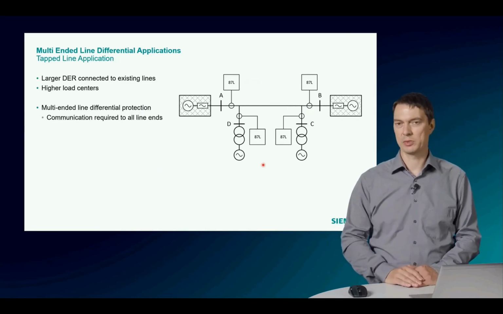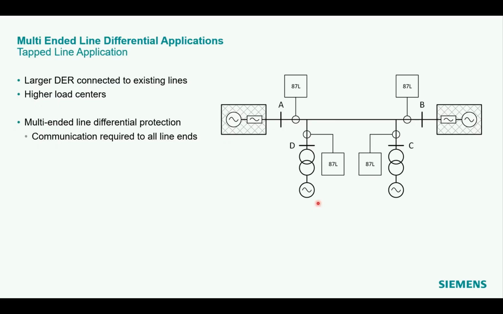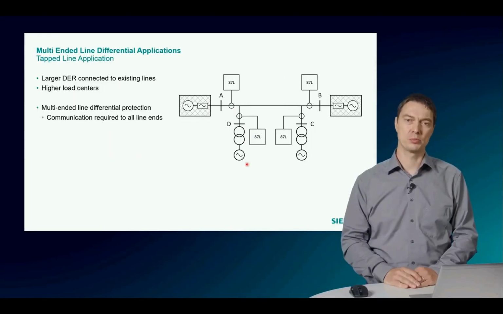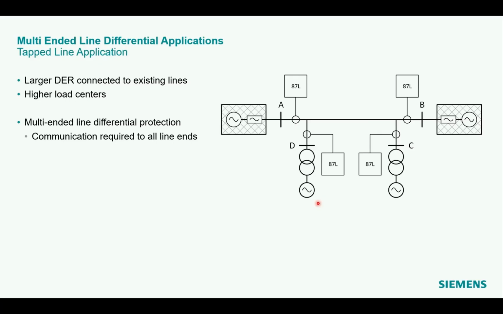For applications with higher load centers or bigger DER connected to the line, it is recommended to build a new substation, of course, or to use the multi-ended line differential protection scheme. In such a scheme, the currents of more than 2 line terminals are compared and need to be transferred between the differential protection relays. We can consider communication channels in a ring, a chain, or as a star.